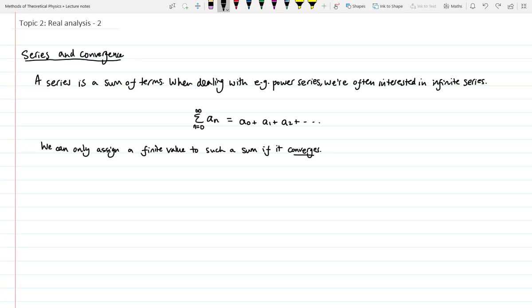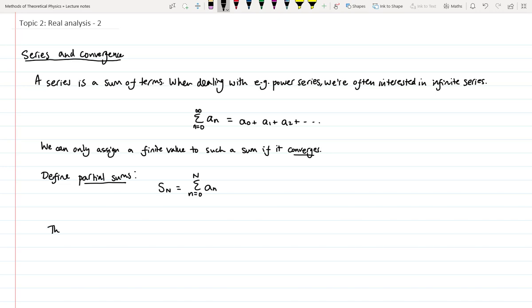Well, one way is to begin by defining partial sums. So we define partial sums as S subscript N, and this is the sum of the terms from n equals 0 to capital N of an. So there are a total of N plus 1 terms in this partial sum.